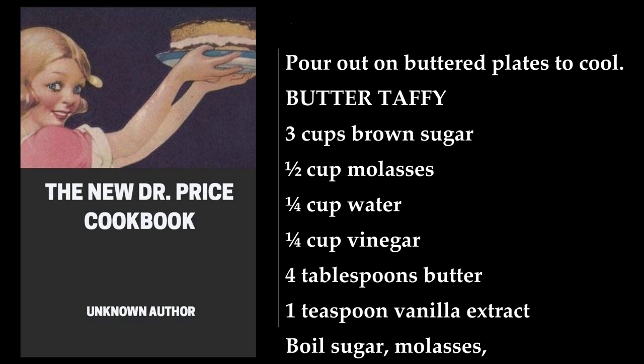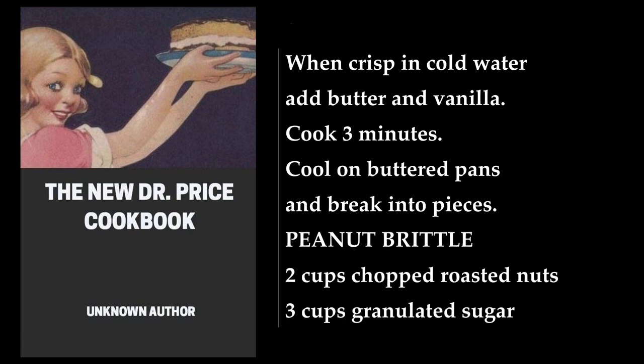Butter taffy. 3 cups brown sugar. 1/2 cup molasses. 1/4 cup water. 1/4 cup vinegar. 4 tablespoons butter. 1 teaspoon vanilla extract. Boil sugar, molasses, water and vinegar. When crisp in cold water add butter and vanilla. Cook 3 minutes. Cool on buttered pans and break into pieces.